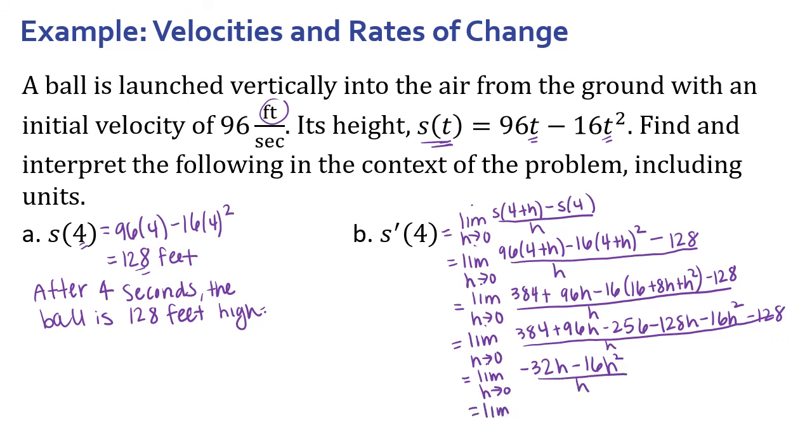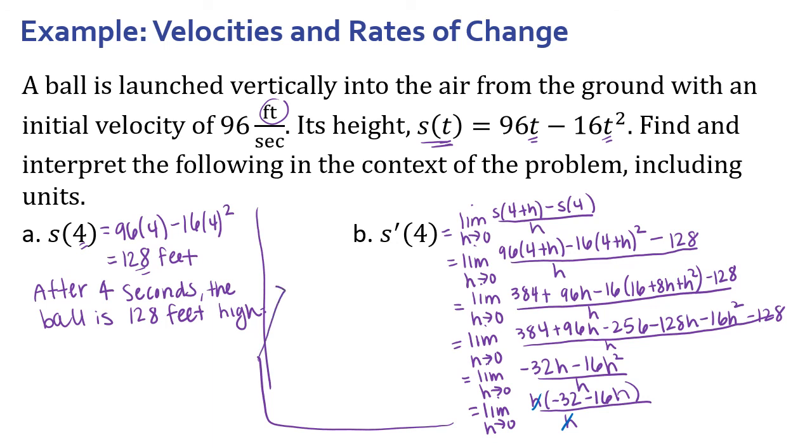So now at this point, I can actually factor an h out. So I'm left with h times negative 32 minus 16h, all over h. So those h's will cancel. That equals the limit as h approaches 0 of negative 32 minus 16h. So now when I substitute in that 0 for h, I'm going to get negative 32.